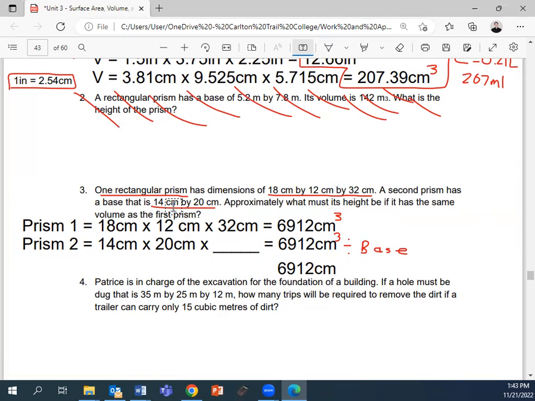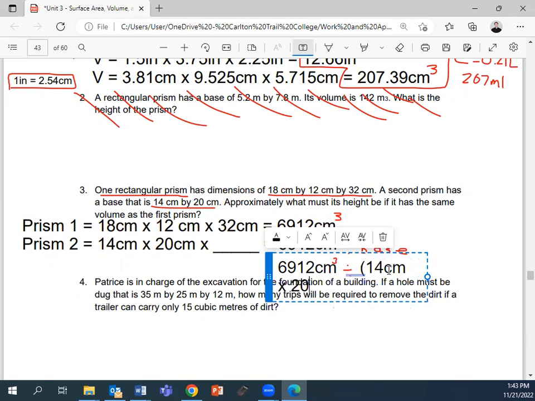Yeah, so I'm going to divide this by the base, which in this case is just 14 times 20, right? 14 times 20 is 280. So I could divide that by your number right there, right? And then I could divide 6912 by that number. Right, so that's technically what's happening. That's the base right now.